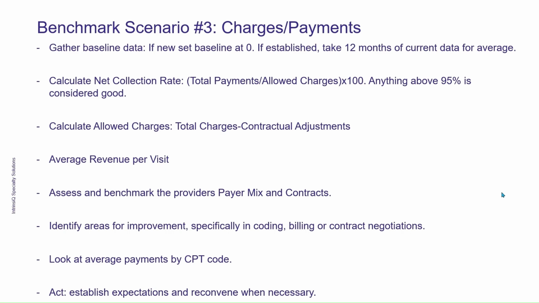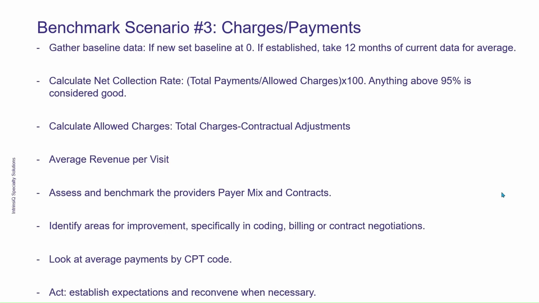So we'll take a look at that when we get into the portal. You can utilize net collection rate. So that's your total payments divided by allowed charges times 100%. Anything above a 95% is considered good. So we'll really look at the payments or the collections that we're receiving for those providers in the benchmark reports to ensure that we're really staying at that 95% net collection rate.